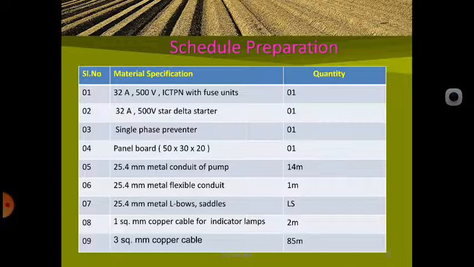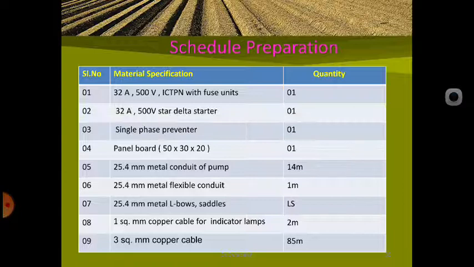So, 1, 2, 3, 4 steps. After getting the steps, we are going to conclude on a paper in a table. So, that is known as a table. Same 32 amperes, 500 volts ICTPN fuse unit, 1 ampere is required, and star delta starter is 1 ampere required, single phase preventer is 1 ampere required.